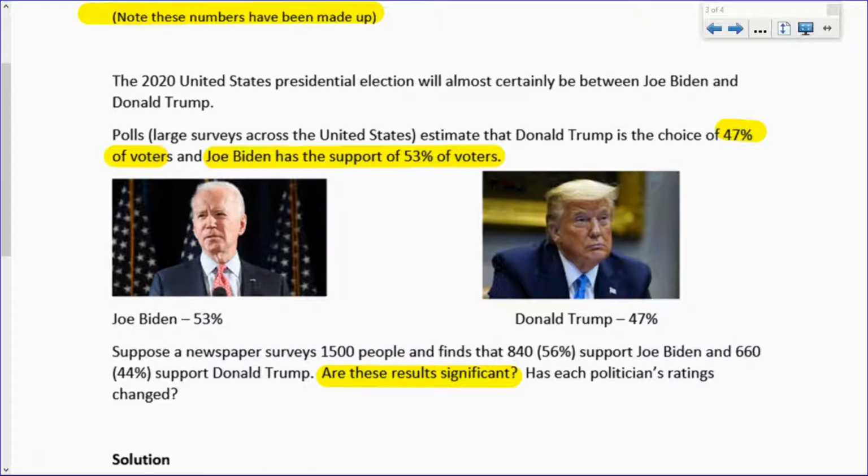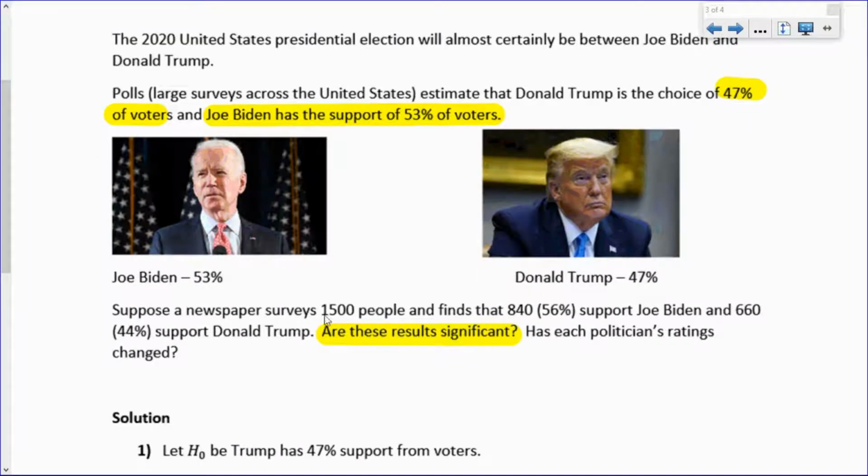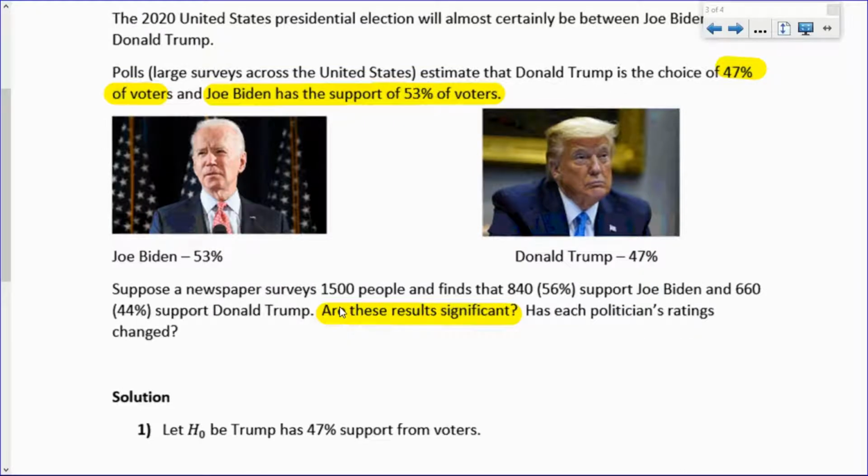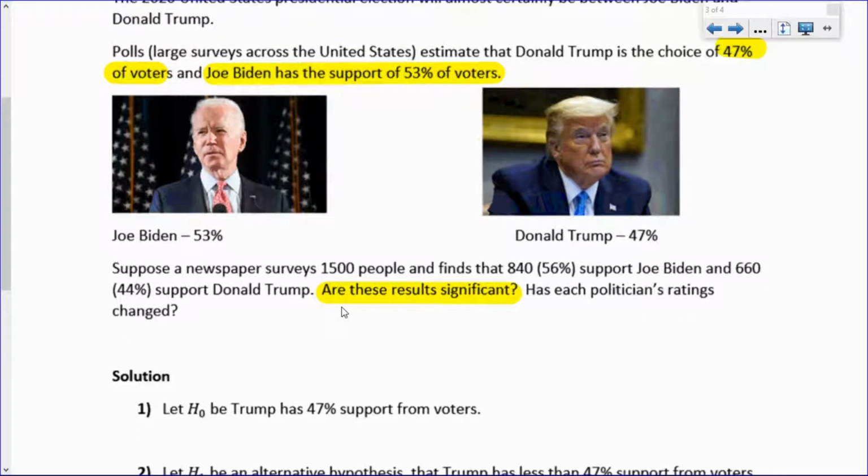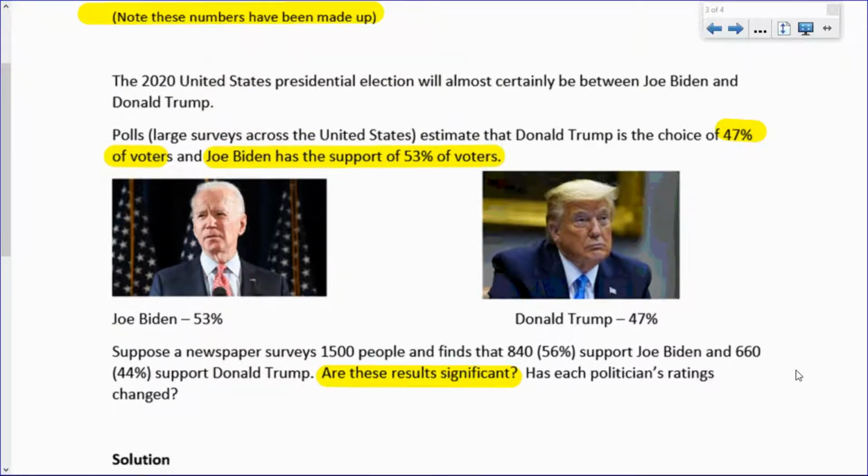And we're going to use that 5-step approach of hypothesis testing. And I've started the solution here for you. Let's look at it together. Let the null hypothesis be that Trump has 47% of support from voters. That no, the survey did not change anything at all. We start with that hypothesis and we try to prove or disprove it.